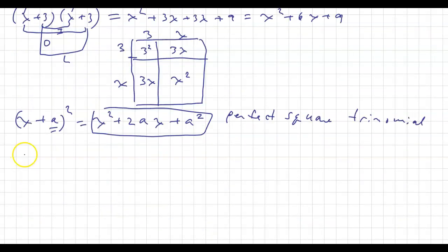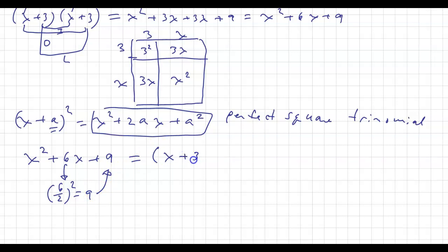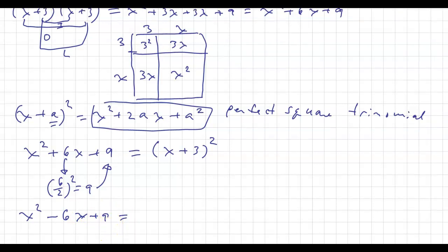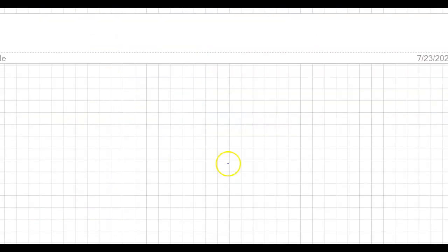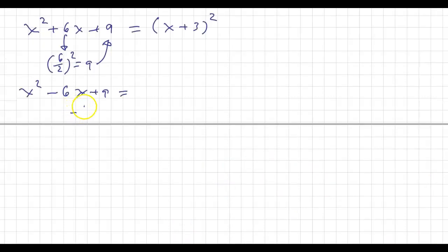So the way to recognize a perfect square trinomial, for instance, it's a perfect square trinomial if you take half of this x coefficient and you square it, and it turns into the constant term. If that happens, it's a perfect square trinomial, and it factors into x plus 3 squared. This would be true for minus also, because half of negative 6 squared is negative 3 squared, which is 9. So that would become x minus 3 squared.